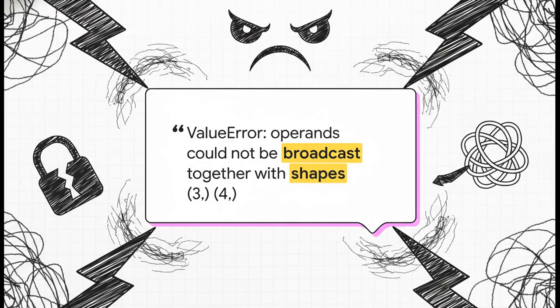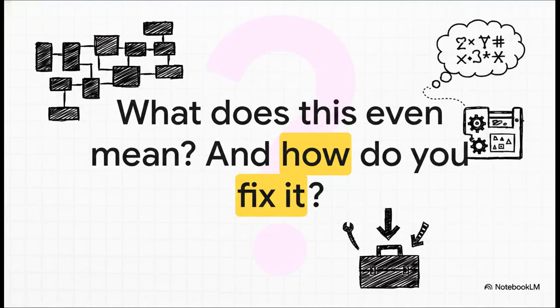Yes. Tell me this doesn't look familiar. This little value error. It's basically the villain of our story today, right? It just shows up completely uninvited, crashes your code, and leaves you just staring at the screen going, what? And you're totally right to be confused. What does this even mean, and how do I fix it? It feels like NumPy is speaking in riddles.